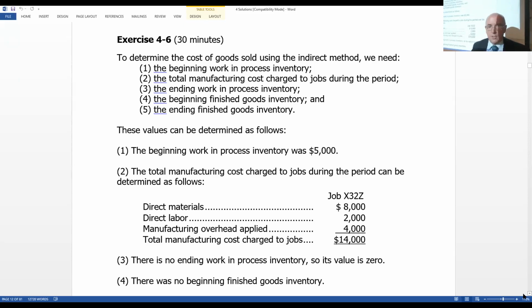The beginning work in process inventory was 5,000. That was given. Total manufacturing costs, direct materials was given, direct labor was given, manufacturing overhead applied or estimated was 4,000. So the total manufacturing cost charged to the jobs, 14,000. No ending work in process inventory, so that's 0. No beginning finished goods inventory, so that's 0.